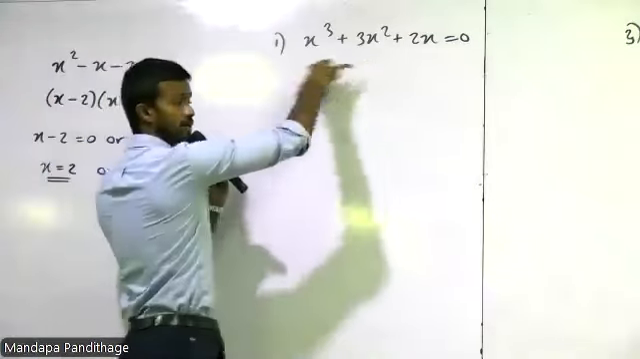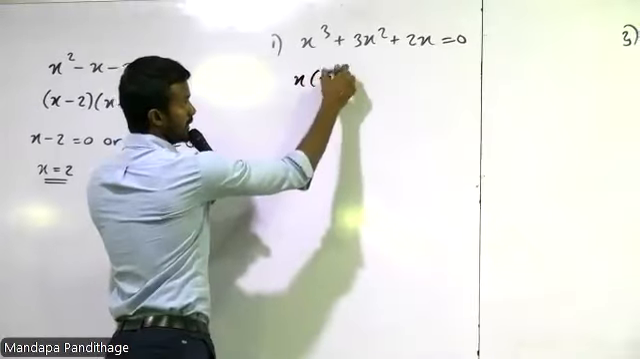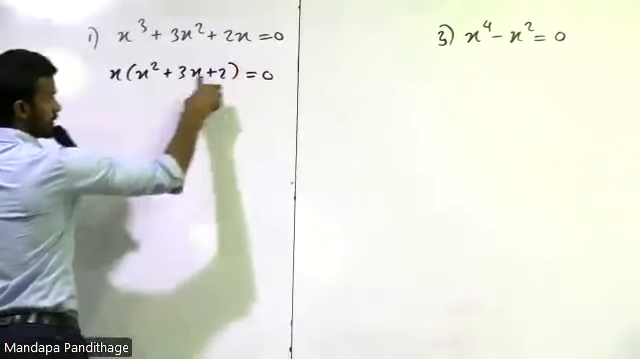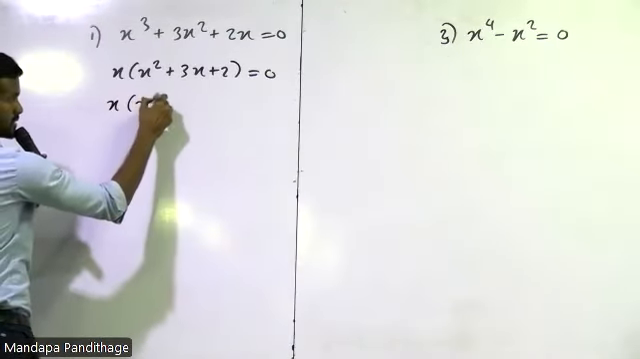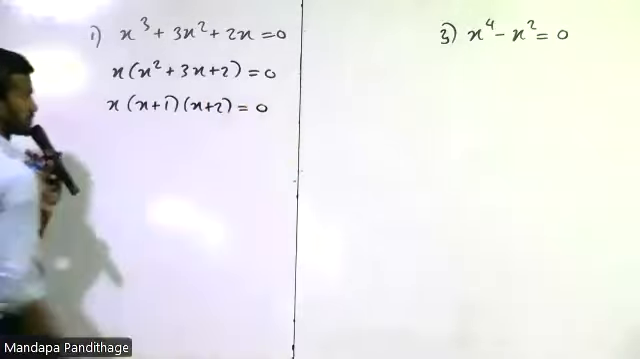You can see a common factor here. What is the common factor? X. Okay, take out x. Then you get x squared plus 3x plus 2. This is a quadratic one, and you know how to factorize a quadratic. It's x plus 1 and x plus 2.